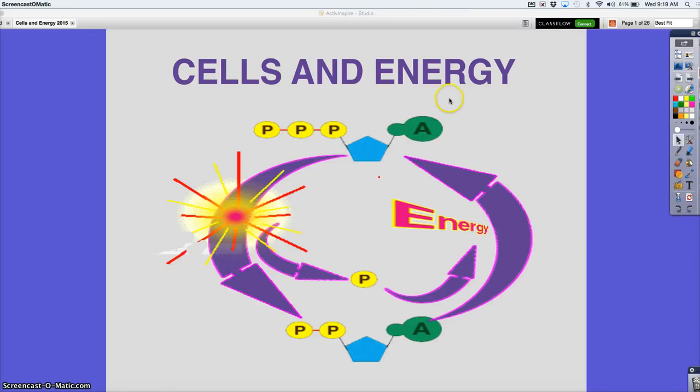So we're going to talk about cells and energy. Before we talk about the energy in the cell and how it's used, I'm going to just introduce energy in general, okay? Because if you know from other years, the law of energy is energy can't be created or destroyed, only transformed. So we've got to have some starting point. So I'm going to start with energy, and then we're going to work our way into the cell.